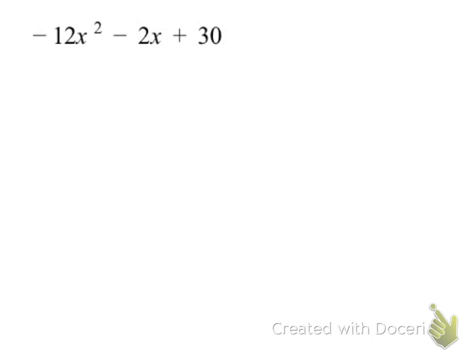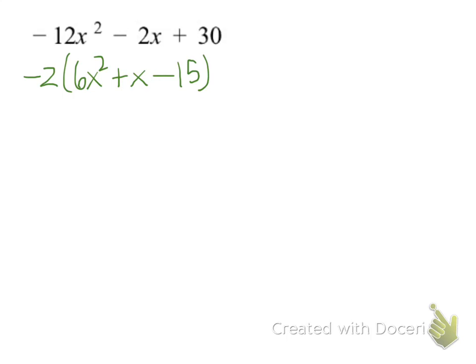And moving along, negative 12x squared minus 2x plus 30. So it's always going to be a lot easier if your a term is going to be positive. So if we look at negative 12, negative 2, and 30, we could factor out a negative 2. And then I'd like you to pause and write down what you think you'd be left with. That's going to be negative 2 times 6x squared would give me negative 12x squared. Negative 2 times a 1x would give me negative 2x. And negative 2 times negative 15 would give me a positive 30.